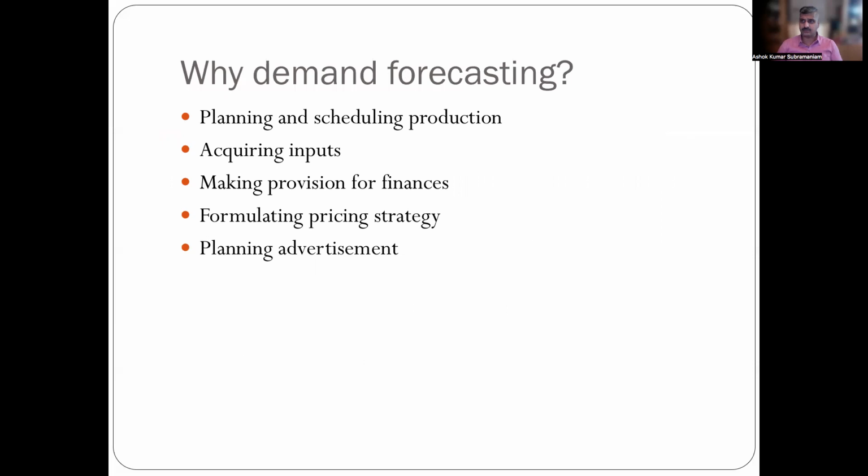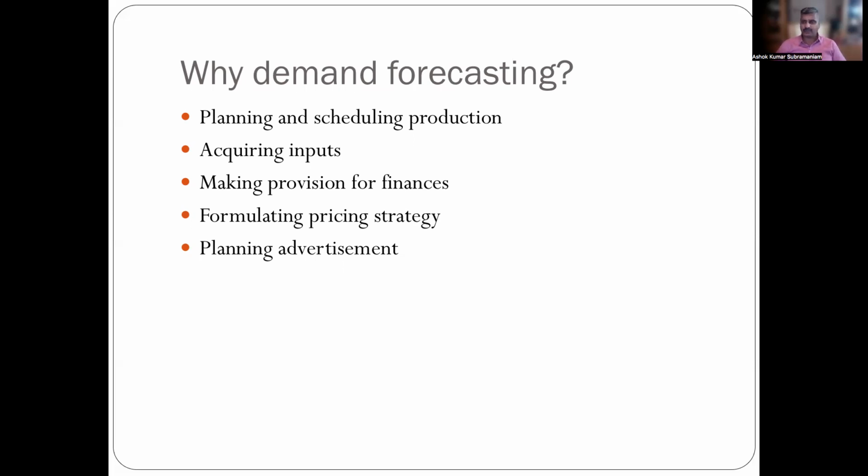Why demand forecasting? Why do organizations go for demand forecasting before producing the product or any kind of service? One is for planning and scheduling production. Without demand forecasting, you cannot plan and schedule a production, because production is a very vast area. You need to finalize your raw materials, how many machines are to be used, how many employees are to be employed. It is a tedious process which you have to plan earlier before producing the product. So in order to plan that, you require demand forecasting.